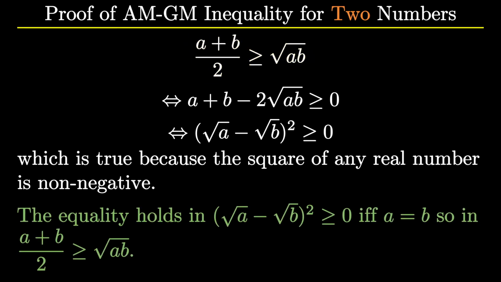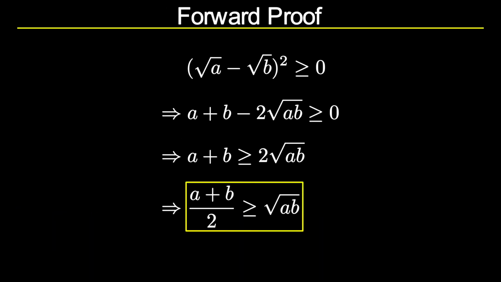And since the equality holds in the last statement if and only if a is equal to b, so in the first statement. This completes the proof of AM GM inequality for two numbers. We proved this inequality in a backward direction. If you want, you can prove it in the forward direction, like this. In this proof, the trickier part is the starting point. How do we know where we should start from?